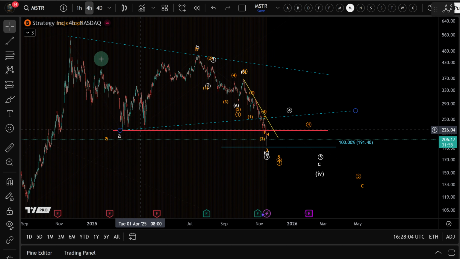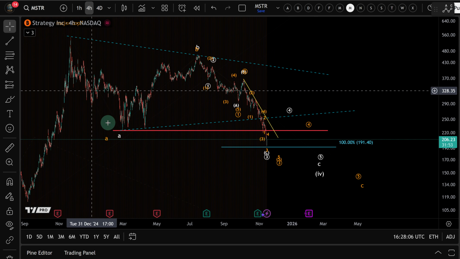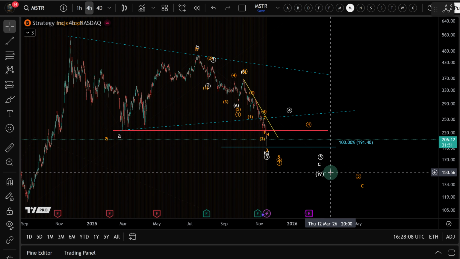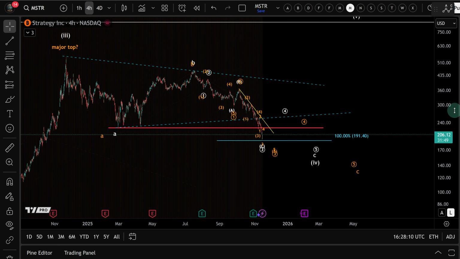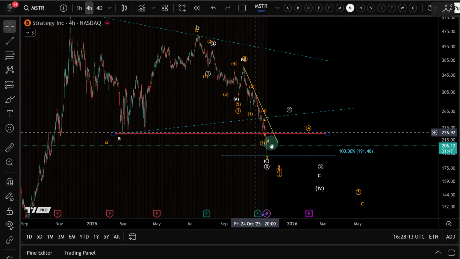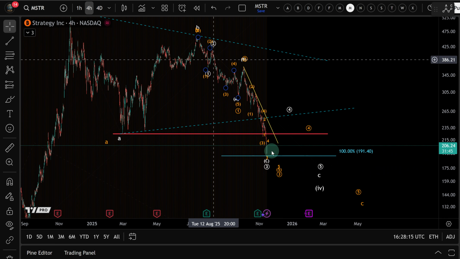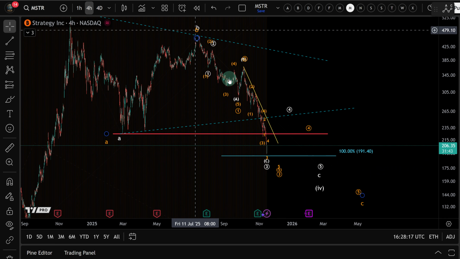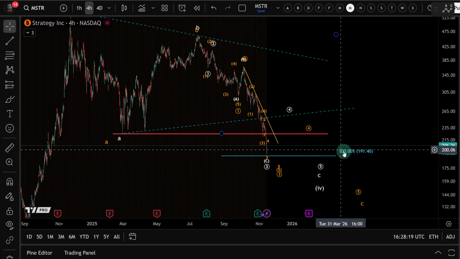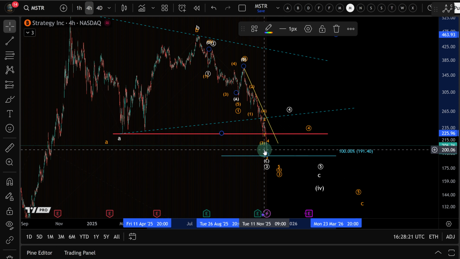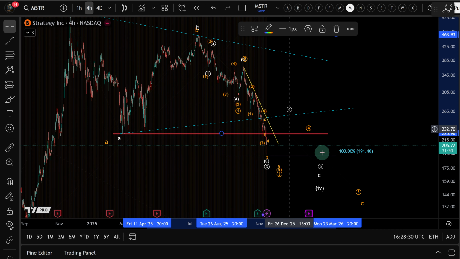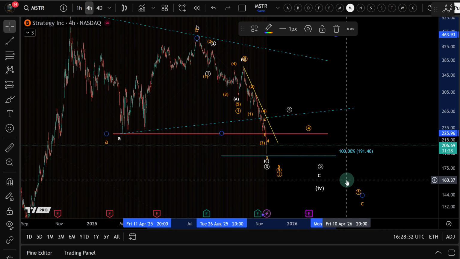Now, from an educational point of view, a corrective pullback, which this could be if we are still in a larger uptrend, should be a three-wave move. And what this would be is the C wave decline. And it should reach the 100% extension. Okay, we're there now. But the C wave itself should also ideally be a 5-wave move. That has not happened yet. It looks more like a 3-wave move, as we mentioned in the videos before.